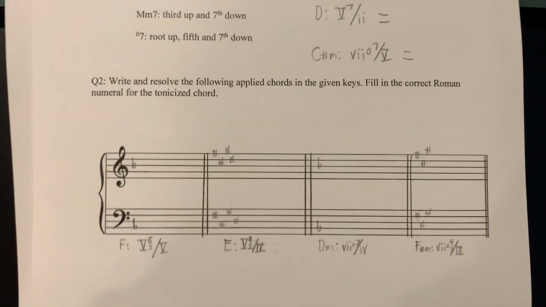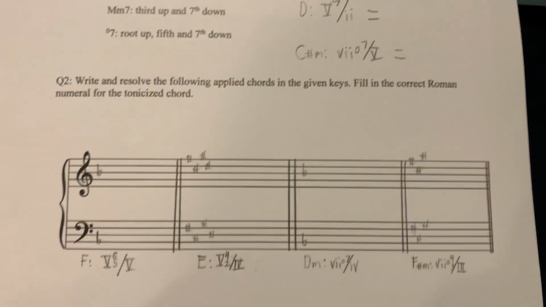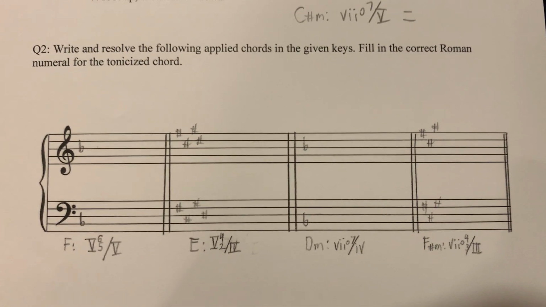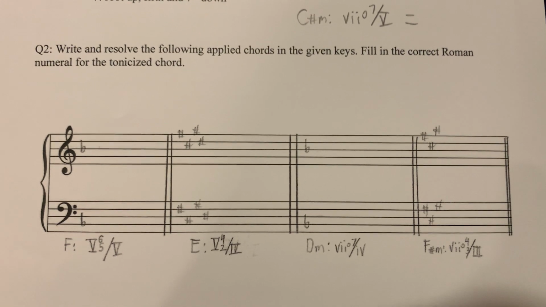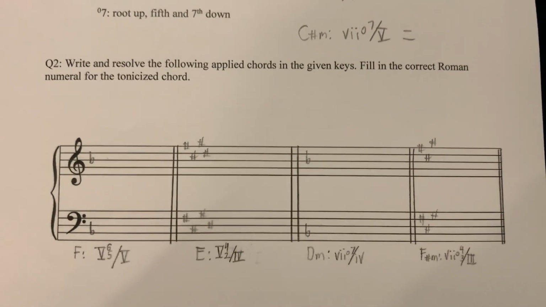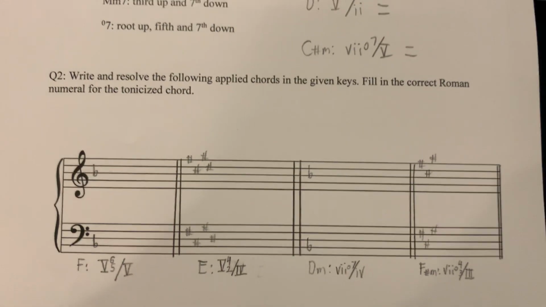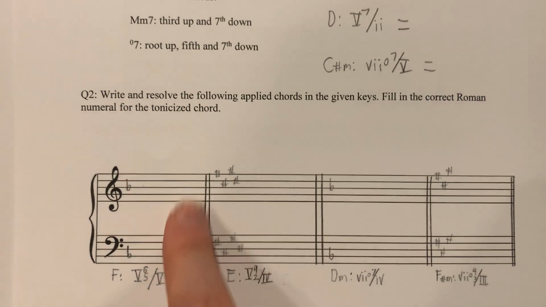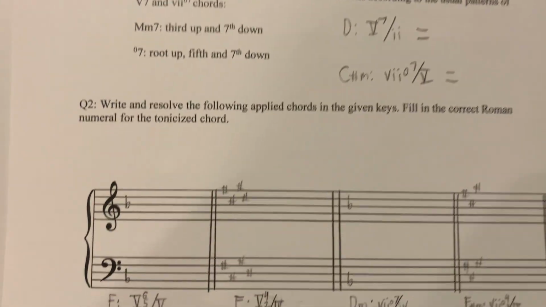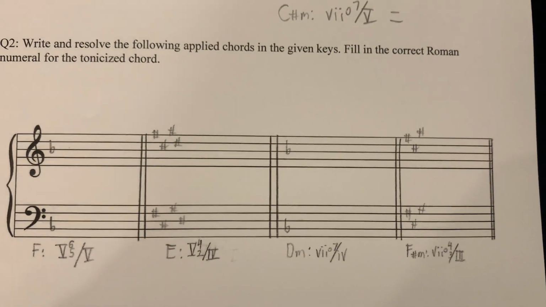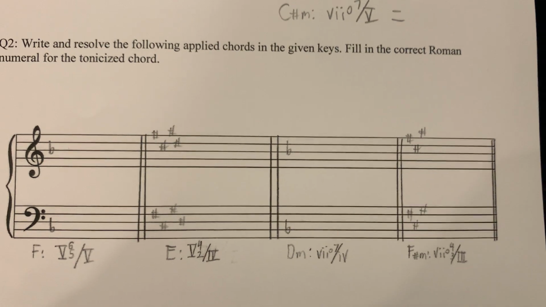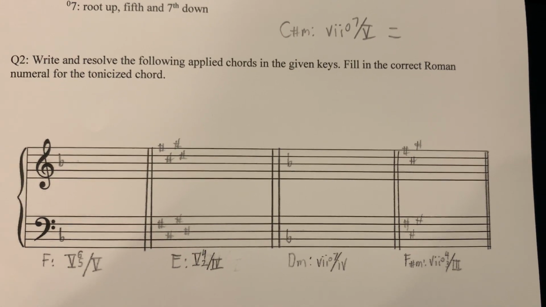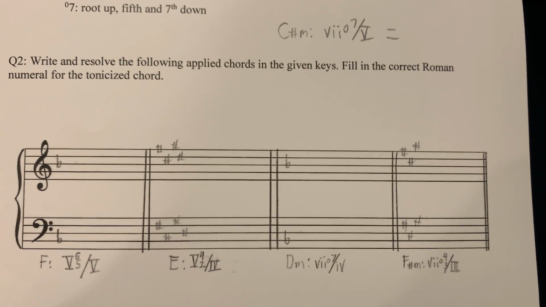Okay, with that in mind, let's do a little practice here. What you're going to do here is write and resolve the following applied chords in the given keys. And then I want you to fill in the correct Roman numeral for the tonicized chord. So over here, you're also going to put the new chord, the tonicized chord, and you're going to fill in the Roman numeral there. All right, so go ahead and push pause on your video and work through all 4 of these, and then I'll show you my answers.